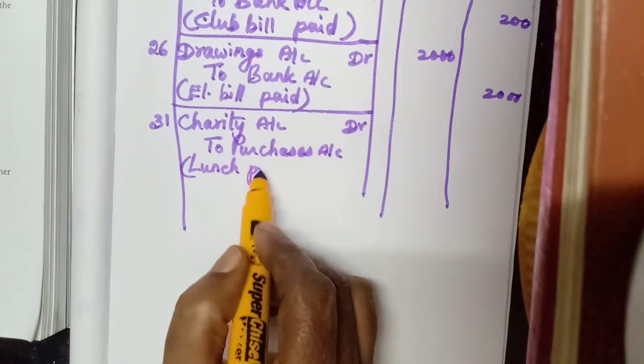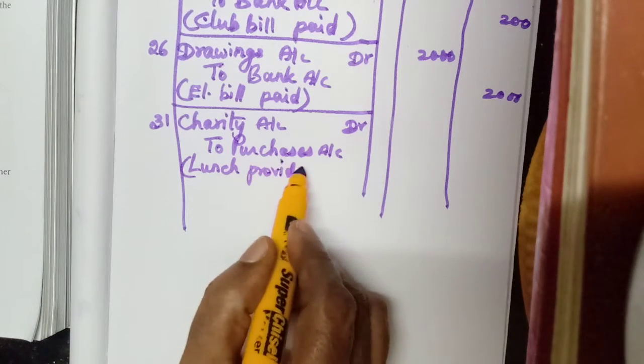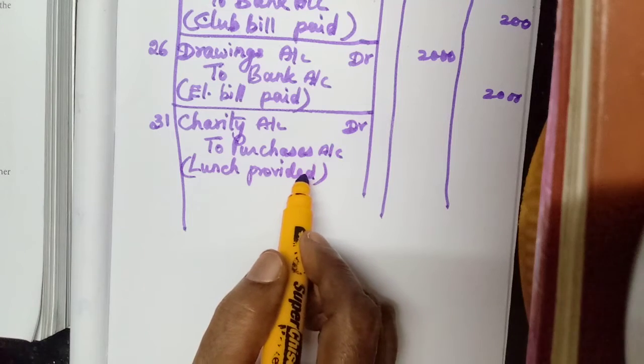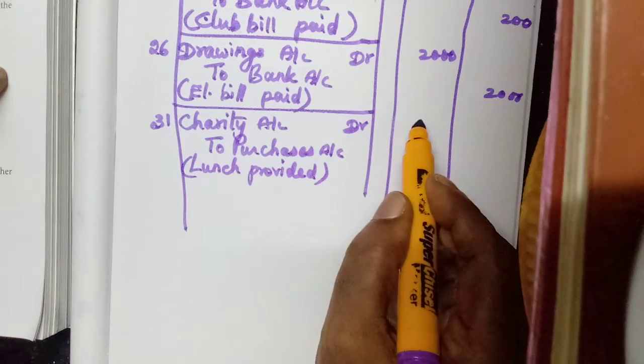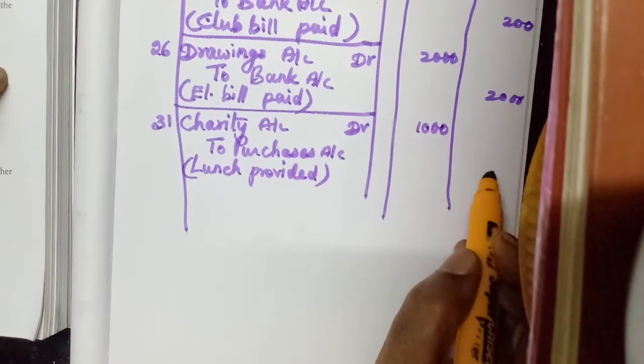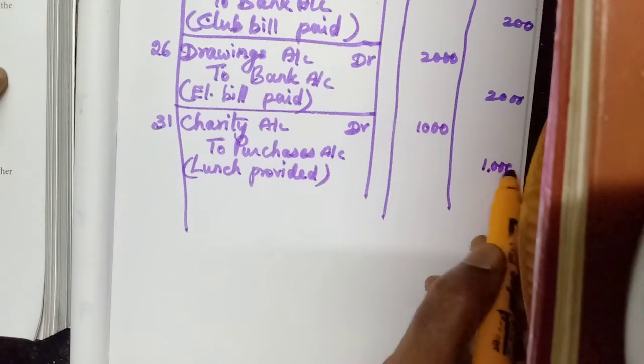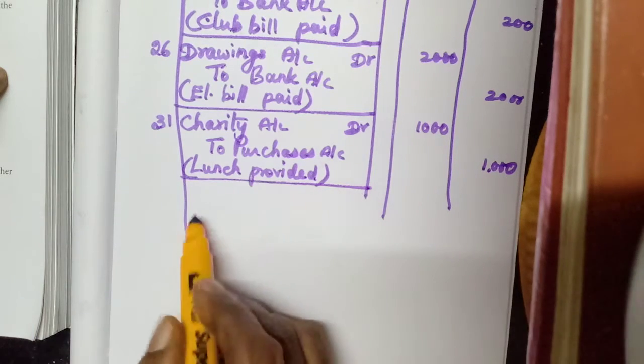Lunch provided, 1,000. Okay, next entry.